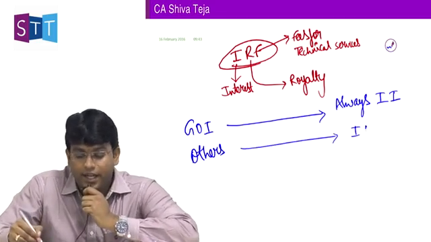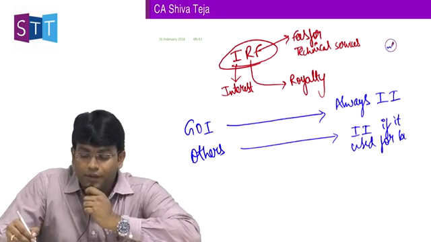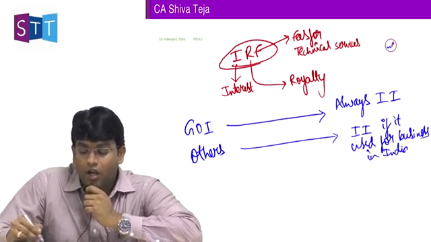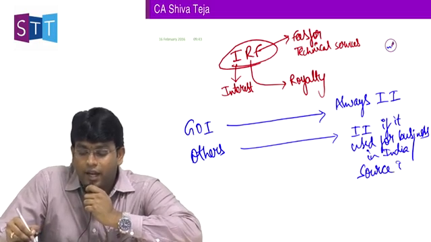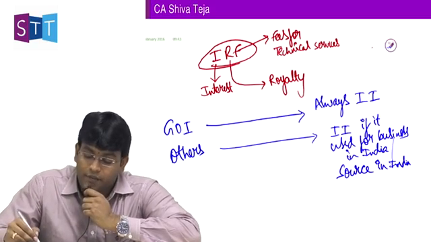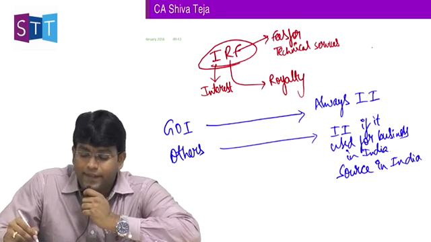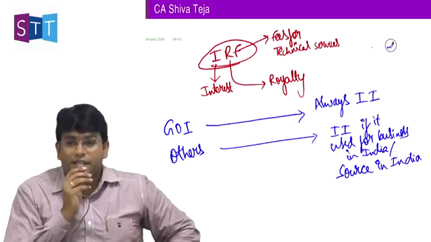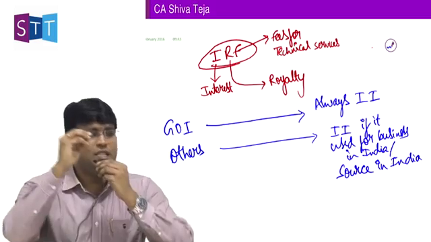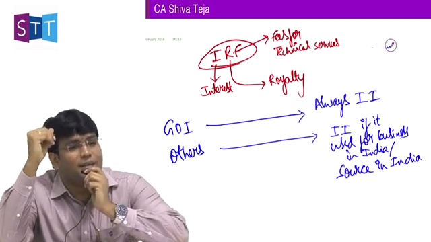then it is Indian income if it is used for business in India or source in India. I repeat again, interest, royalty, technical fees, if it is paid by government of India, it is always what income? Indian income. If it is paid by other than government of India, it is Indian income if it is for business in India or sources in India. When I use that word business in India or source in India, what does that symbolize?